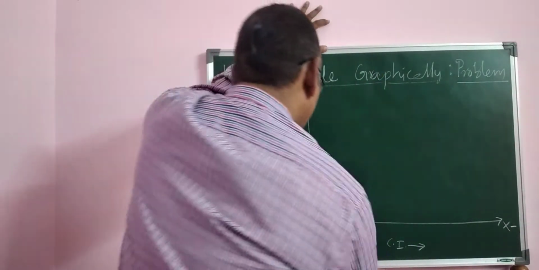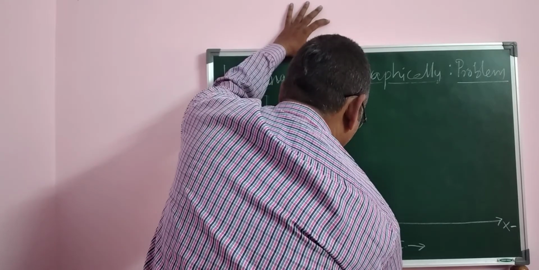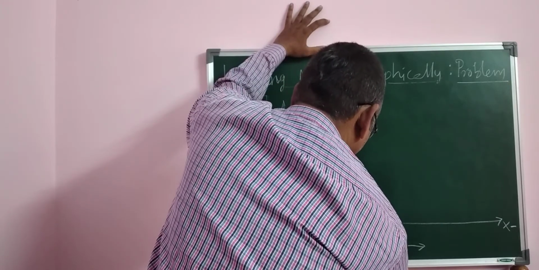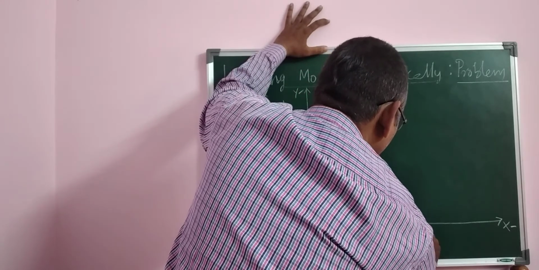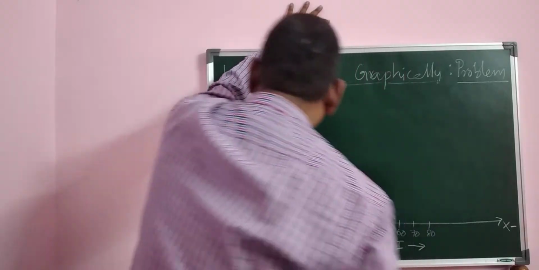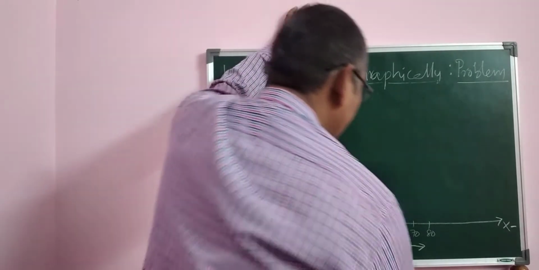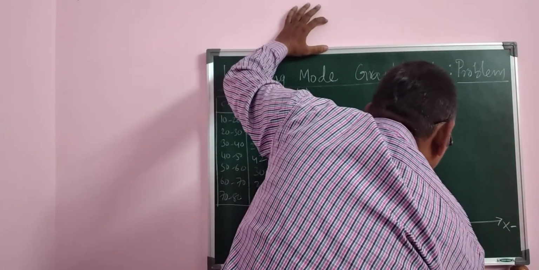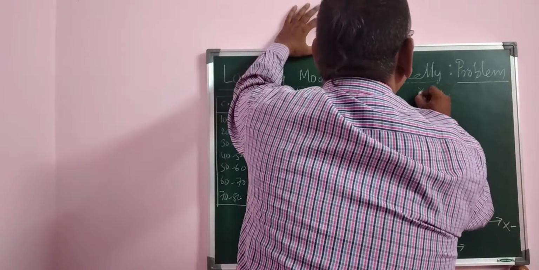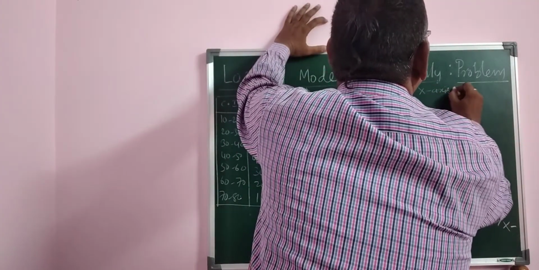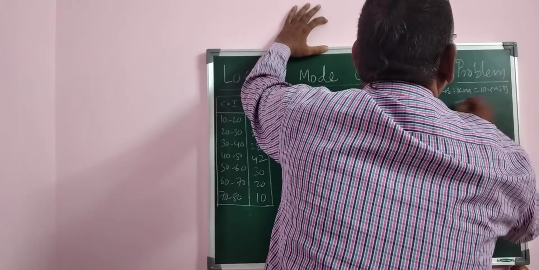If we consider a suitable scale here, I am considering 10 units on the x-axis for 1 centimeter. The maximum value is 80, so therefore I am taking values up to 80 here. So the class interval I represent here on the x-axis, the scale is 1 centimeter equal to 10 units. I have considered 10 units.